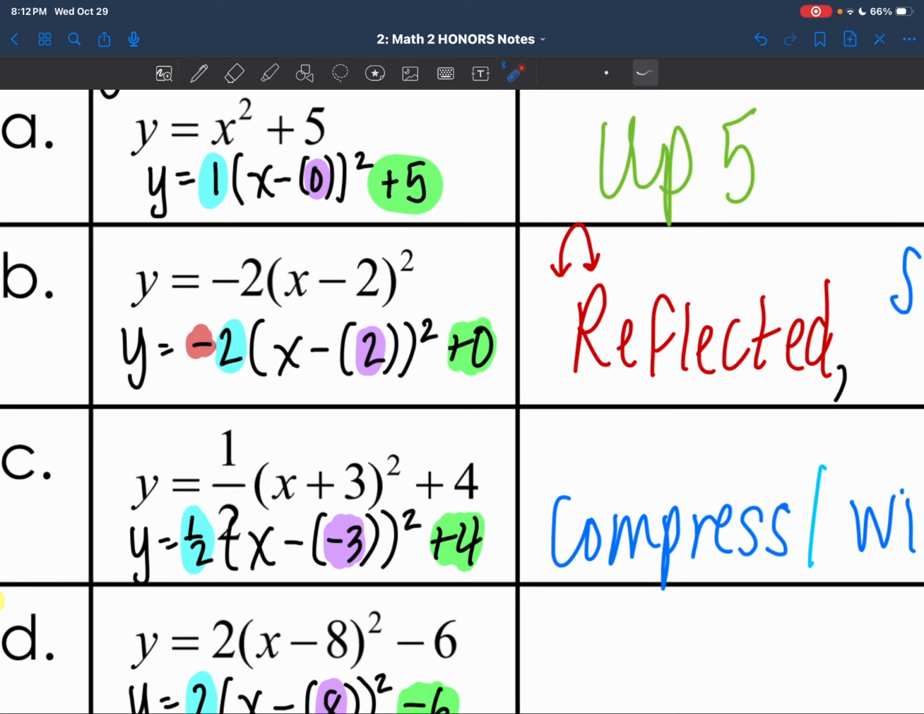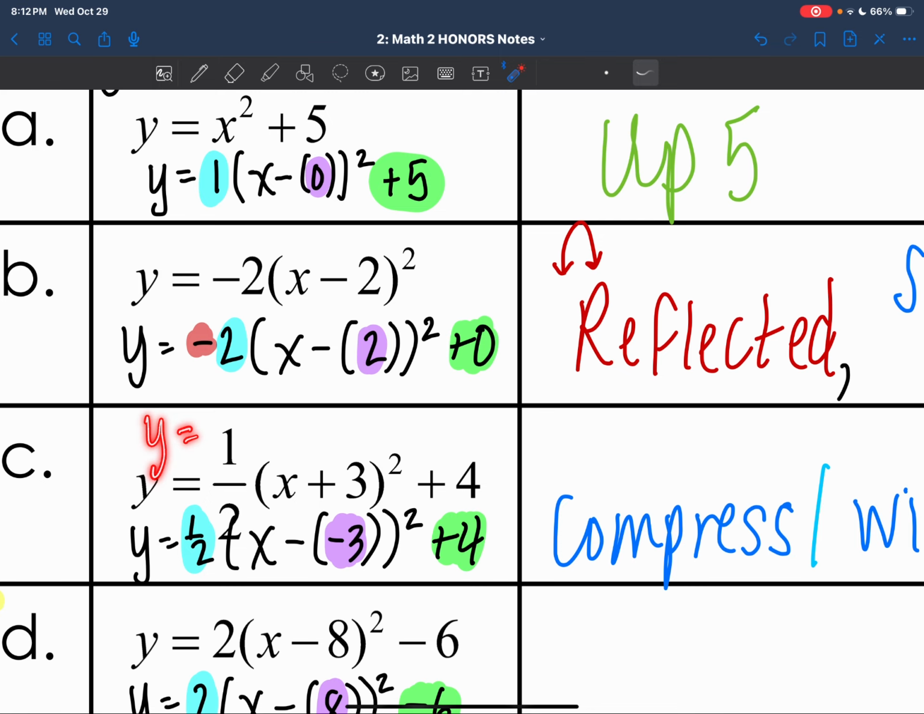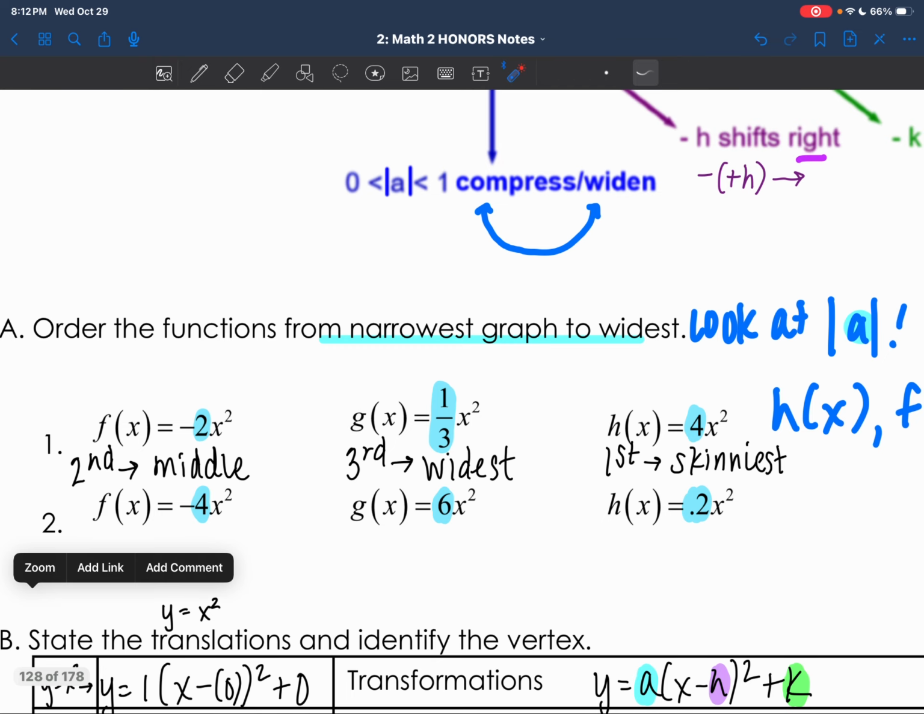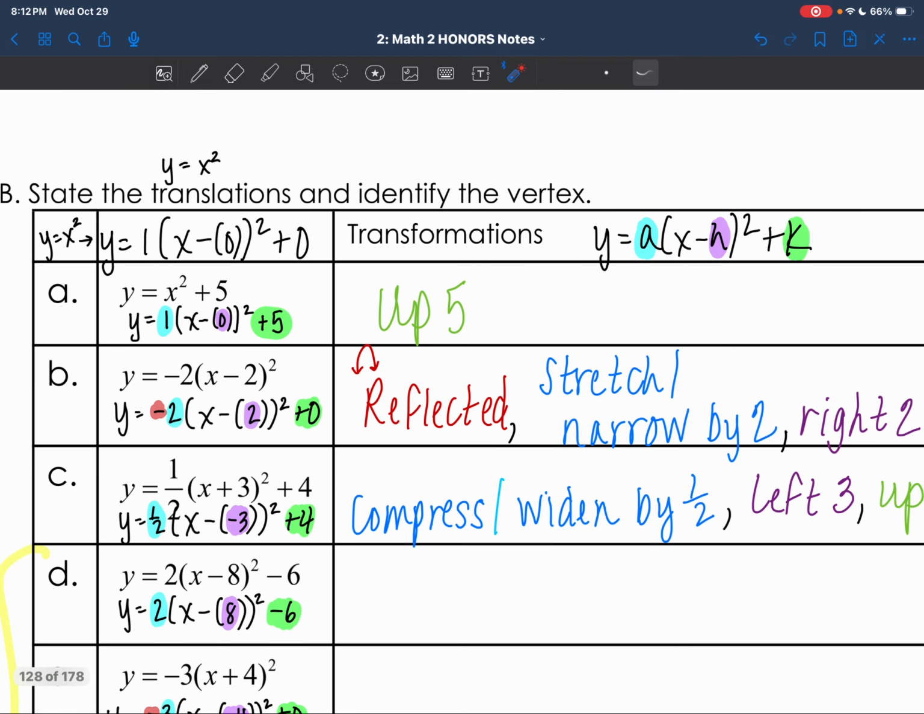All right, so now let's look at this one. So I've got y equals a times x plus h squared plus k. So if you're looking here, a is 1/2. So I know if it's between 0 and 1, it's a compression. So I'm going to compress or widen. I know, if you notice, this is plus, so you're going to do the opposite sign. So if it's a plus, it's really a minus or a negative 3. So in this case, your h is actually going to go left 3.